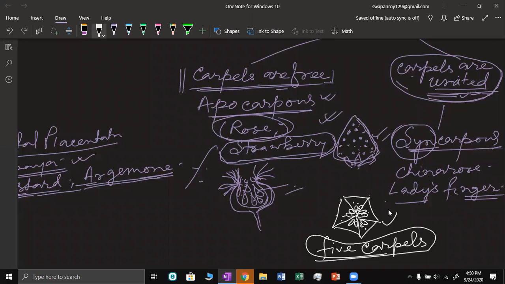So this is a syncarpous condition. In chili, or in the Simla mirch, the capsicum, you also get 2 chambers. Whenever you section it, you will get 2 chambers, and to this the seeds are attached. These 2 chambers, because they have 2 carpels, it is a bicarpellary condition, but it is syncarpous.